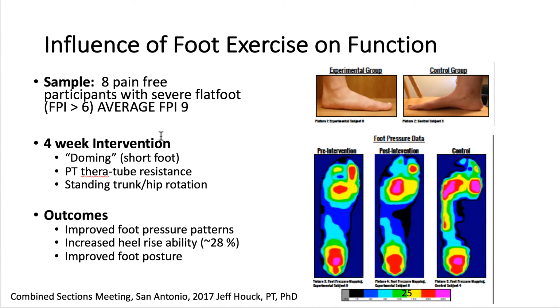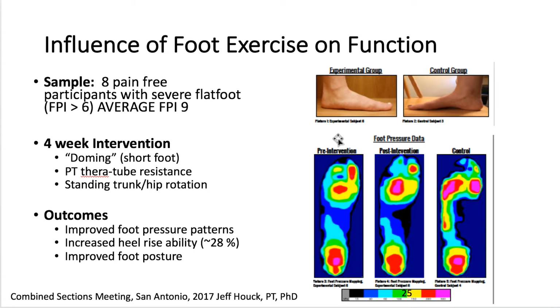This is an example of how that might benefit people. Here we have people with severe flat foot, an average of 9 on the foot posture index, that are undergoing a 4-week training program, and we're measuring their outcomes before and after. The 4-week training program includes doming or short foot exercises, theraband exercises seated to maximally load the posterior tibialis muscle, and a standing trunk rotation while maintaining doming.